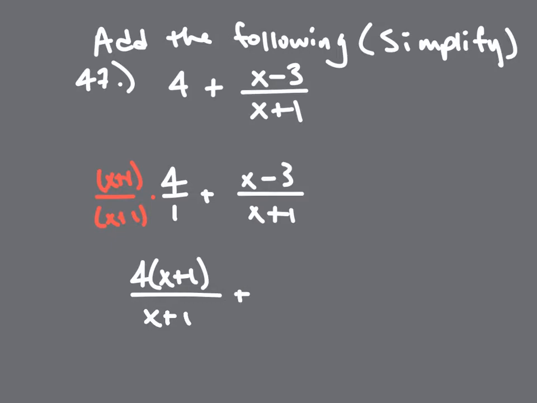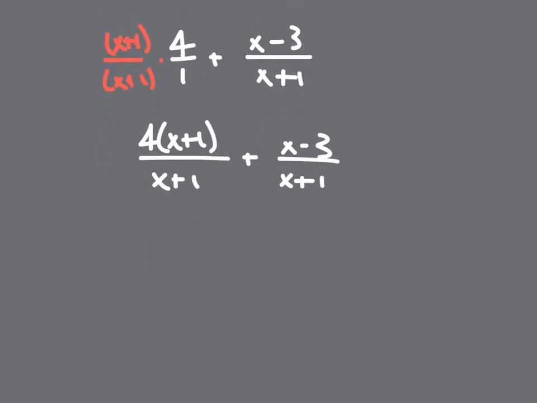All right, plus (x - 3)/(x + 1). Now notice that I have a common denominator here. So what I want to do now is distribute my 4 here so that we can combine our fractions and get a single fraction out of this.